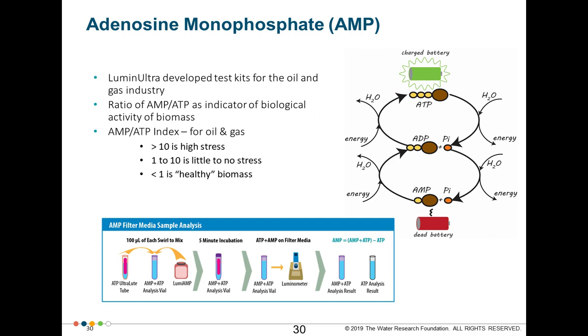AMP is adenosine monophosphate. That's the lowest energy state of the adenosine phosphate molecule. And adenosine triphosphate has 3 phosphate functional groups. That's the highest energy state. So when you take the ratio of AMP to ATP, that gives you an indication of the relative biological activity.